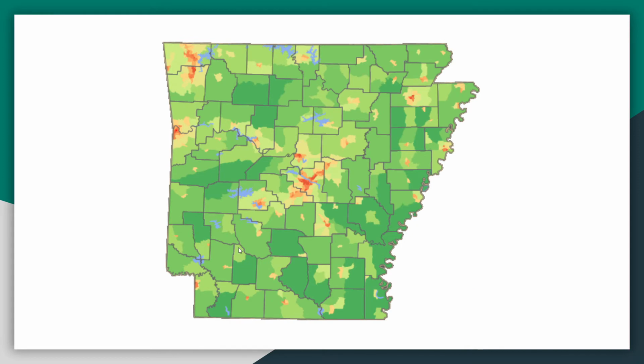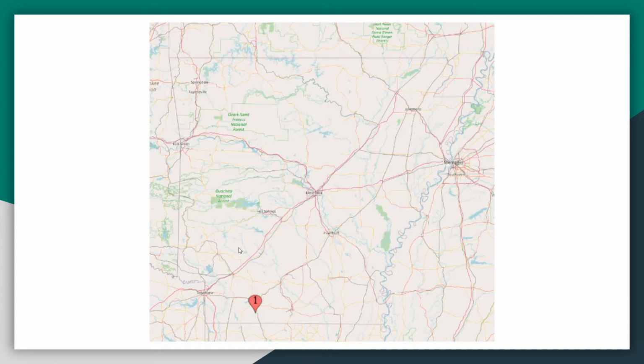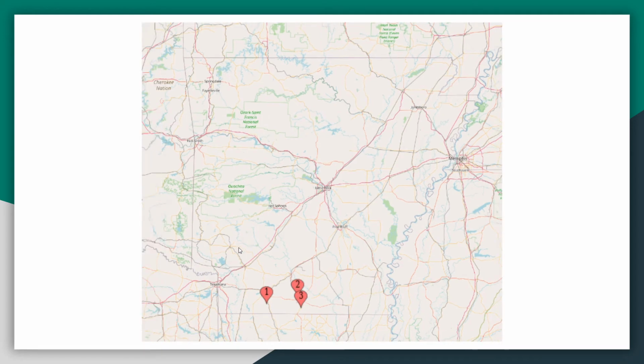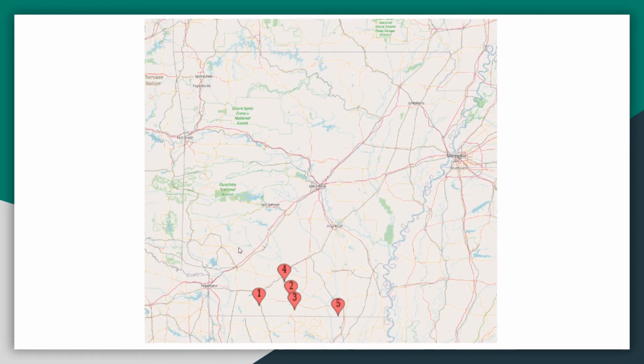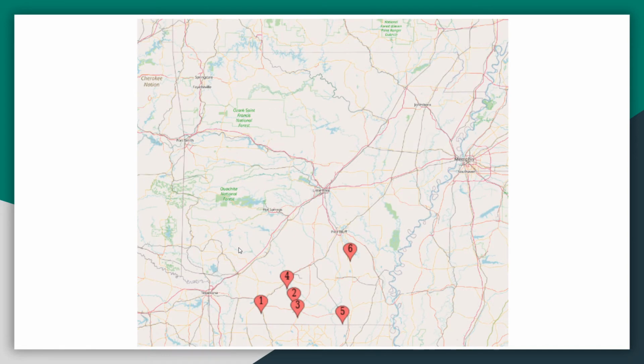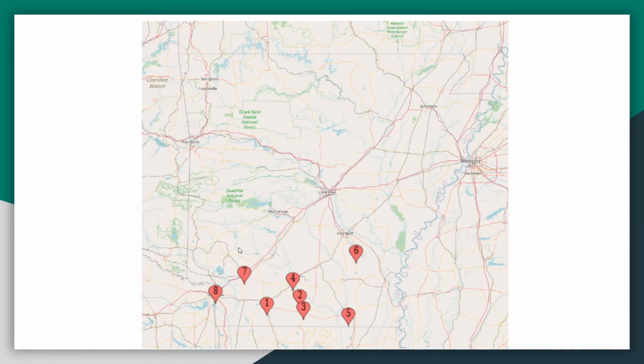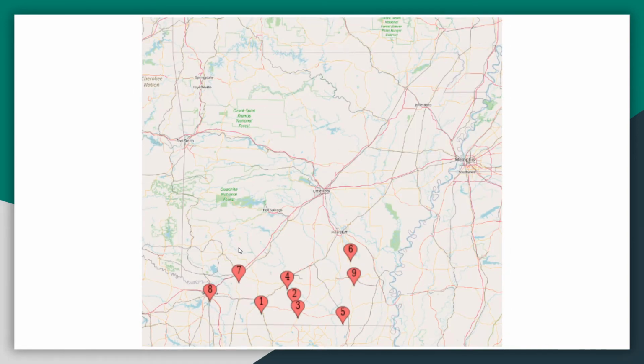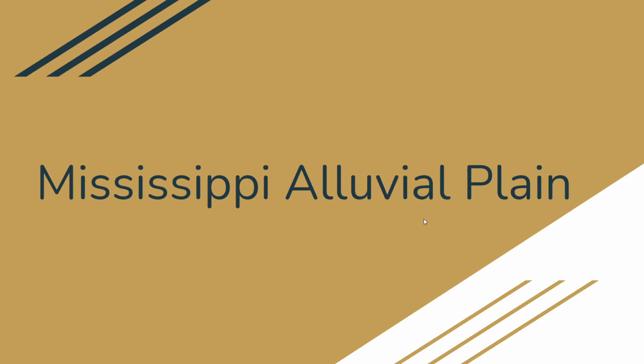The Gulf Coastal Plain is one of the most sparsely populated regions in the state, with many county seats having populations below 2,000. Among the few larger cities are Magnolia, Smackover, El Dorado, Camden, Crossett, Star City, Hope, Texarkana, and Monticello. The Mississippi Alluvial Plain is commonly known as the Delta or the Arkansas Delta.